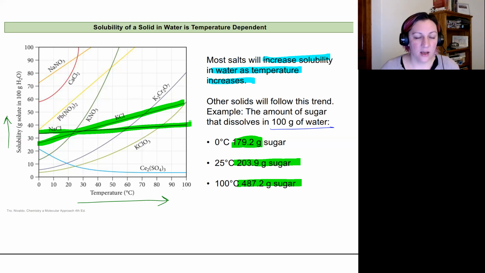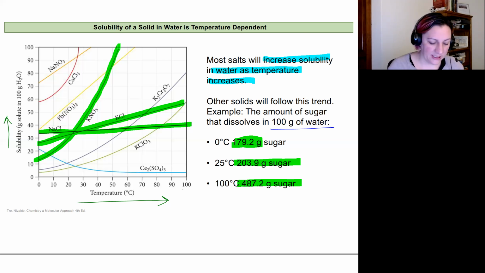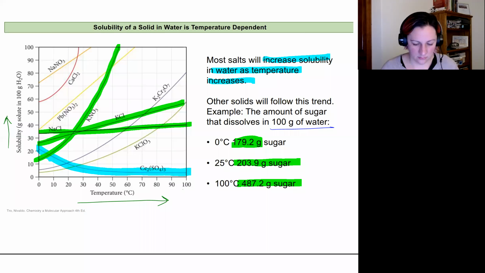Now, some of these compounds have linear relationships. Some of them have more logarithmic relationships. Like look at our potassium nitrate right here. It increases pretty significantly with temperature, but not in that same linear relationship. Now, one that's really interesting to me is cesium sulfate right here. So what's happening here seems to be the opposite. As we increase our temperature, our solubility decreases, right?